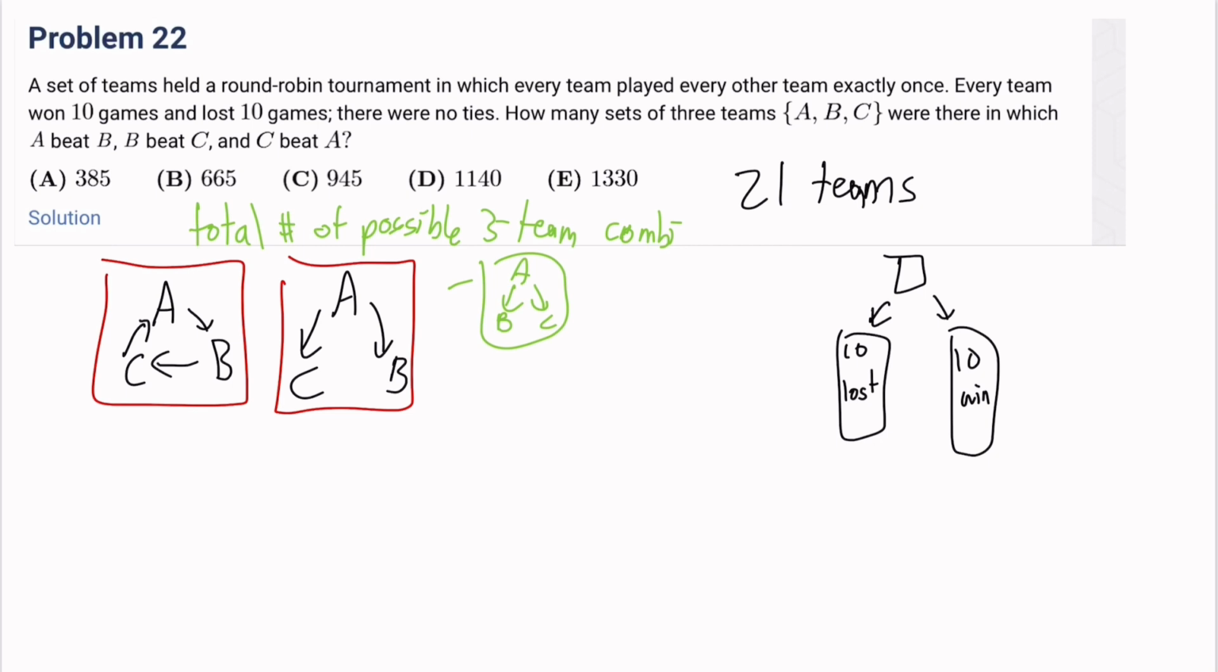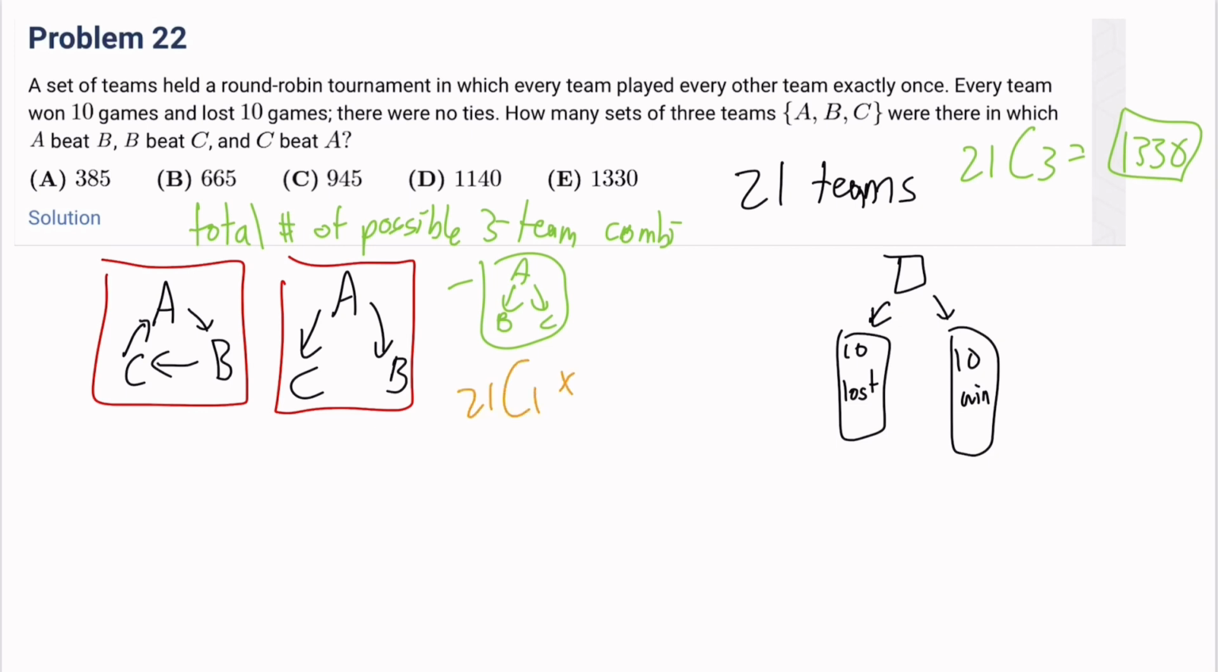And so first of all, the total number of possible 3 team combinations would just be 21 teams, so 21 choose 3. 21C3 is 1330. So we have 1330 there. And now we only need to know how many teams are like this, right? So first of all, we choose one team out of the 21 to be the team that wins. So that's 21 choose 1, right?